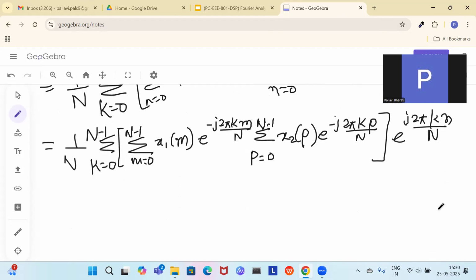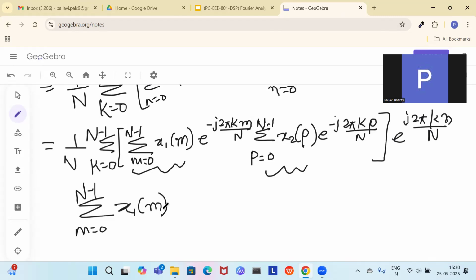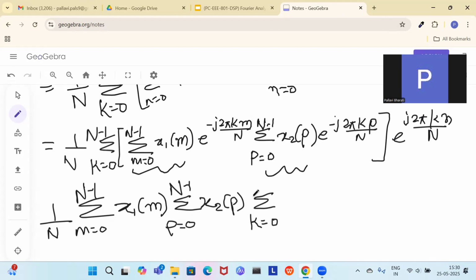Now, this portion, this one and this one, we will keep it. The rest of the things, what we are going to do here is this portion and this portion. Summation m equals 0 to n minus 1 x1[m], 1 by N. Then over here, p equals 0 to n minus 1 x2[p], we wrote together. Here we will start with k equals 0 to capital N minus 1.